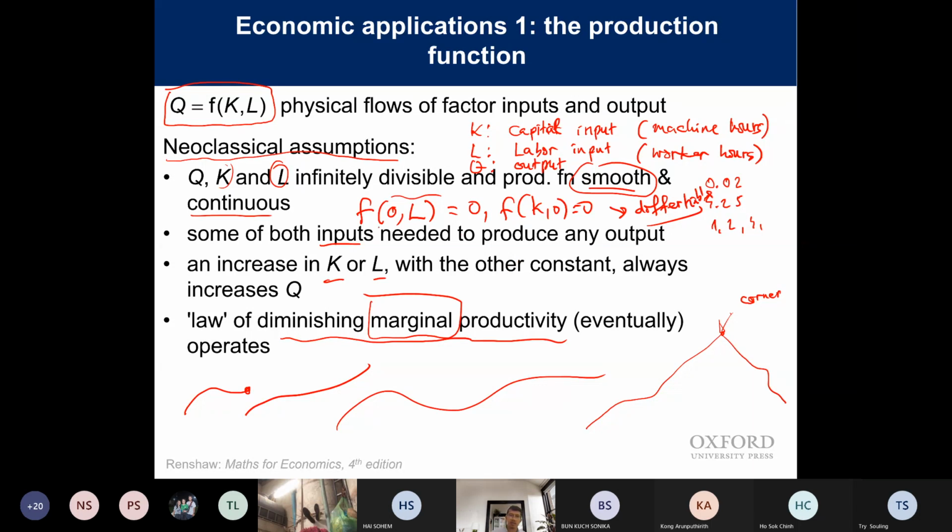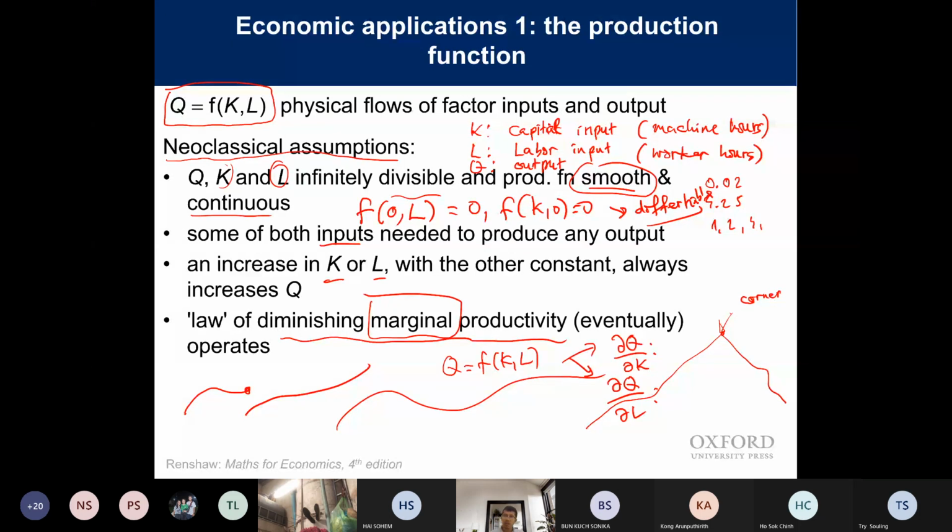So what is our production function? Our production function is Q equal to F(K, L). So there are two possible derivatives, right? First is the partial derivative of Q with respect to K, and the other is the partial derivative of Q with respect to L. Both of them are referred to as the marginal productivity, meaning the derivative of the production function. But later on we will specify which is which.